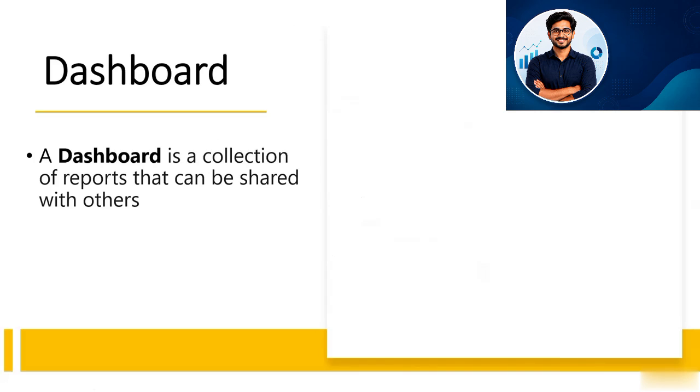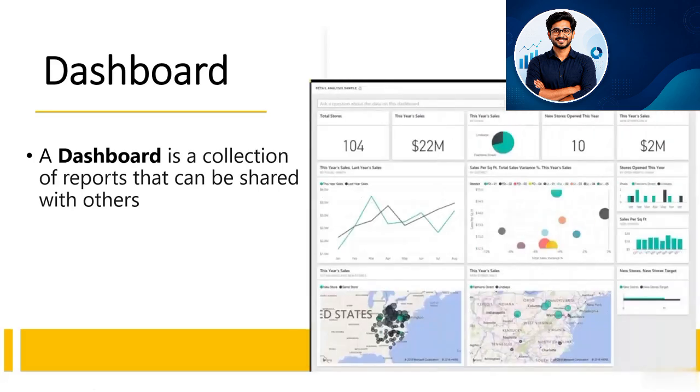Next, we have a dashboard. A dashboard is a collection of reports. First we have seen visuals, which is a single chart. Then we have seen combined visuals, which is a report. And when we combine reports, it's called a dashboard. Now, how does it look? So this is the dashboard. It can combine different visuals and different reports as well. So that is a dashboard.